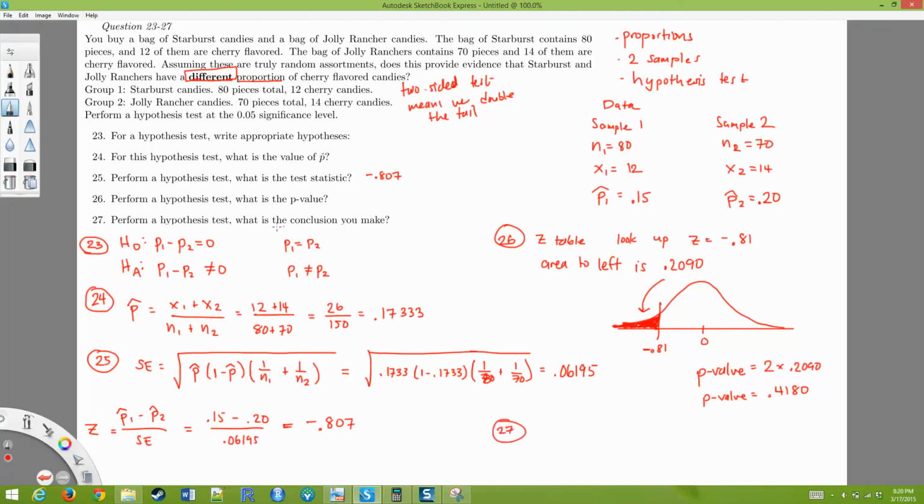All right, 27. What conclusion do we make? Our p-value is 0.4180. So what do we decide? Reject or not? Do not reject. Alpha is not provided. Oh, no, it does. It says perform a hypothesis test at 0.05. So do not reject the null because our p-value is bigger than alpha. And what does that mean? We do not have evidence that the proportion of cherry candies is different.